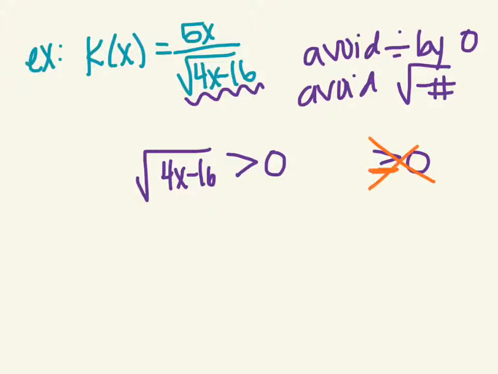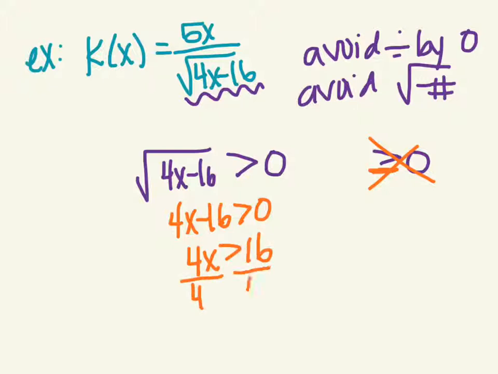So if we go ahead and solve this, 4x minus 16 greater than 0, so 4x is greater than 16, divide by 4, so we end up with x is greater than 4. If we were to write that in interval notation, it'd be from 4 to infinity. But since 4 is not included, it's not allowed to equal 4, we're going to put a round parenthesis around the 4.